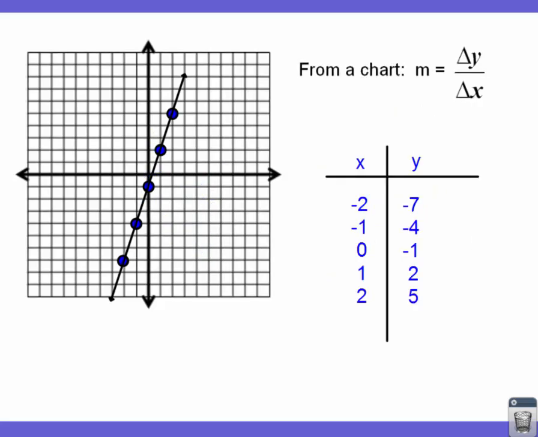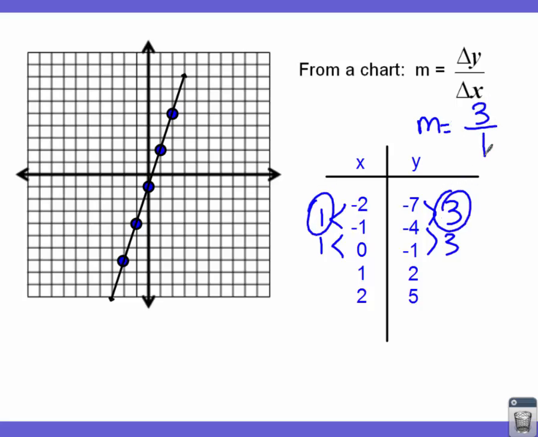Well, what if I gave it to you in a t-chart? How do we find slope? This one is our delta y divided by delta x, which means we look at our change in y, which is 3, and we look to see if it's consistent, divided by the change in x. So m is equal to the change in y divided by the change in x. And again, we end up with the slope of 3 over 1.